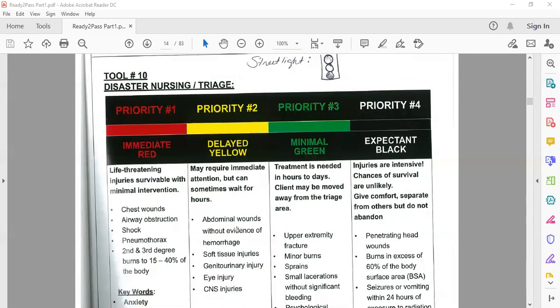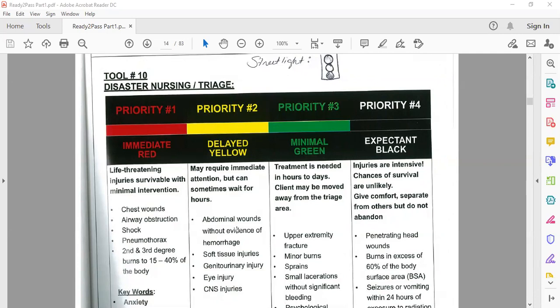For example, bleeding: you apply direct pressure on the wound, do not remove the implanted object, and stabilize the patient. Bleeding will be reduced with first aid. So we have to have a good sense about first aid as well.